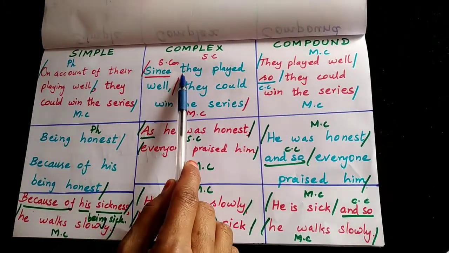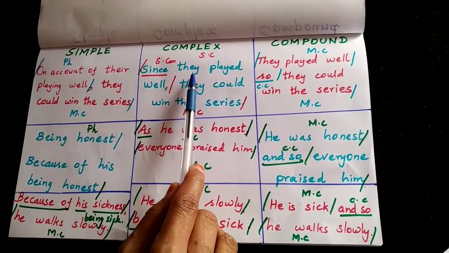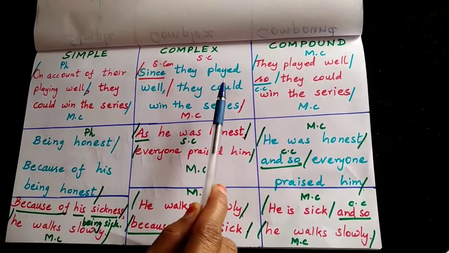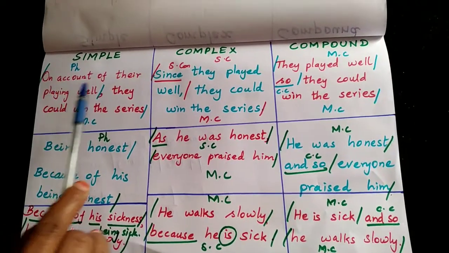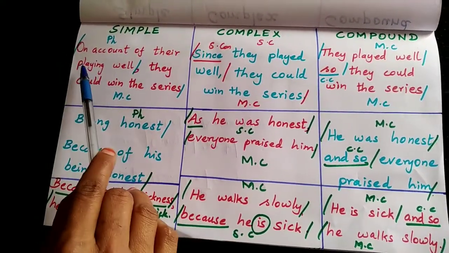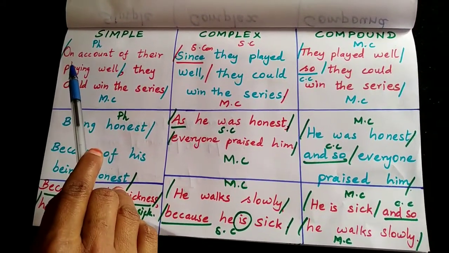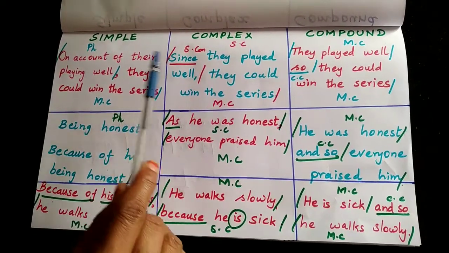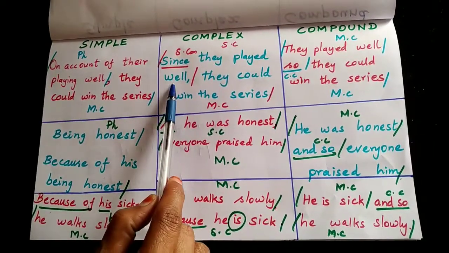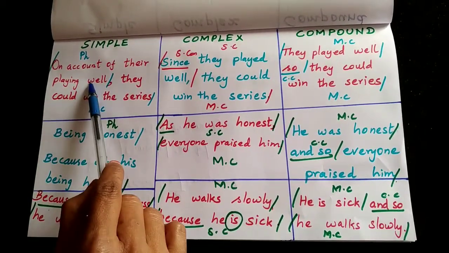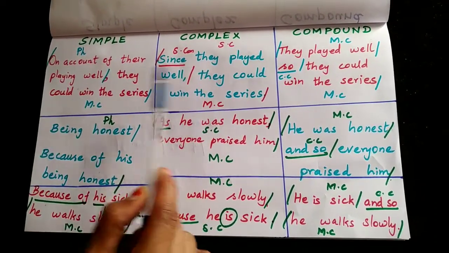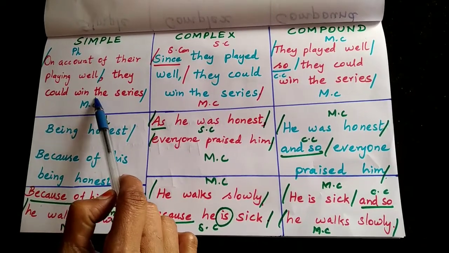The subjective pronoun they becomes their, and the verb played becomes playing, so that there is no subject and no finite verb. We can either change the verb or the adjective. Here we have changed the verb. So on account of their playing well is the phrase, and we write the main clause as it is.